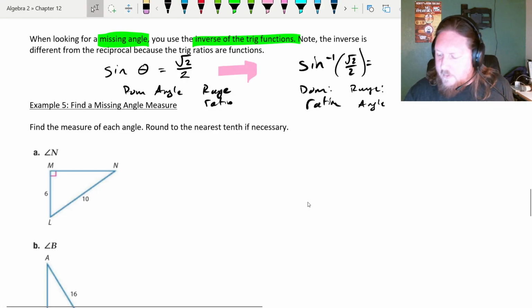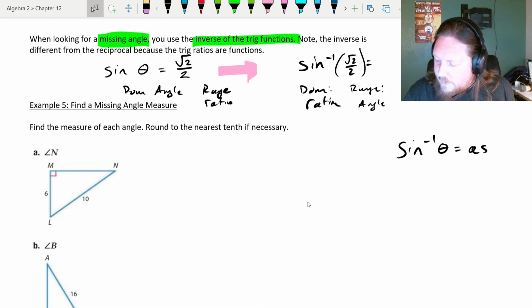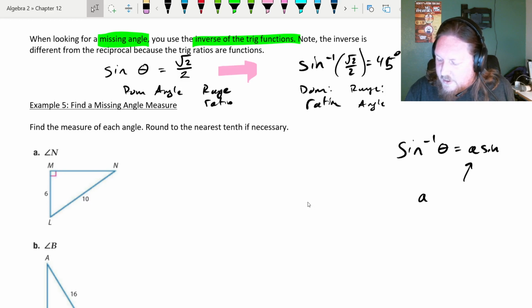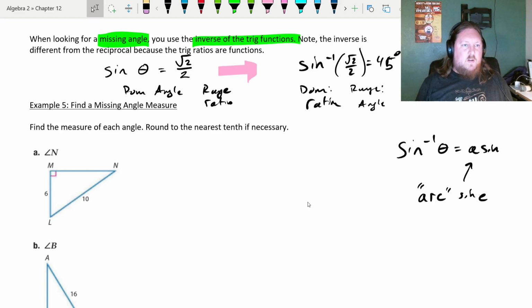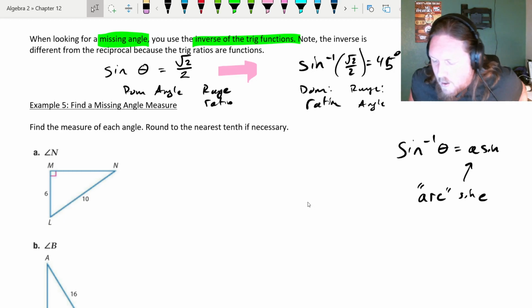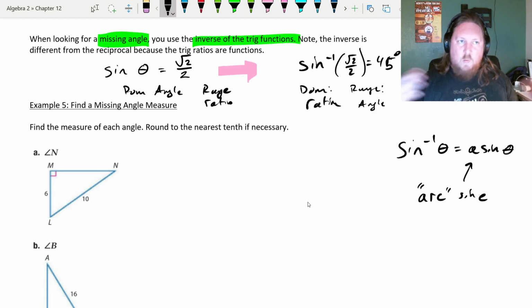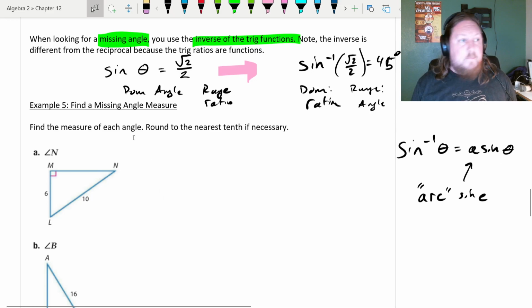So I guess that's a good thing here. Sine inverse of a ratio is equal to an angle. That was 45 degrees. The way you read that is just arc sine. Whatever trig function it is, just arc whatever it is. Some calculators will have the actual inverse sine. I think that's what our blue calculators have. Some will have the arc sine. Either one works.